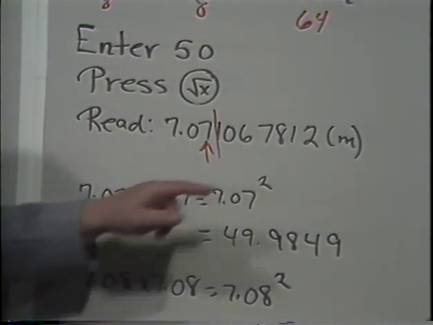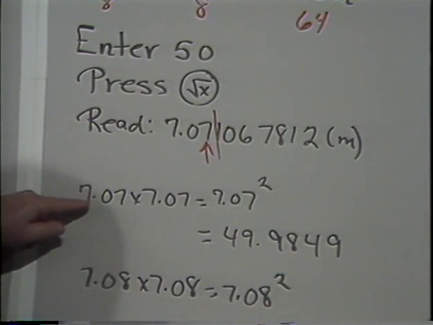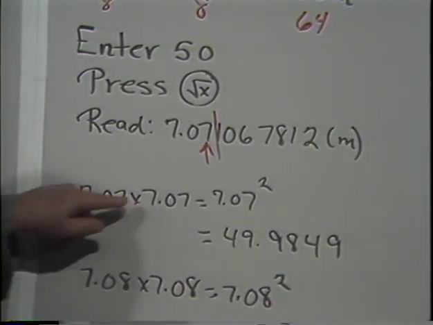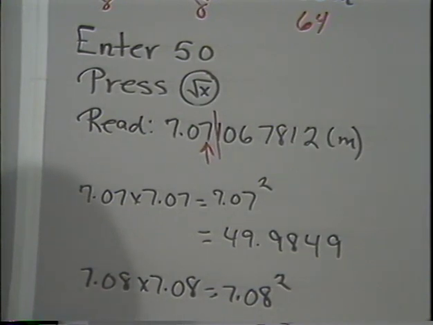And what's interesting is you can check this out. If the length of the side were actually 7.07, that times itself should give you the 50. When I multiply this out, what do I get?